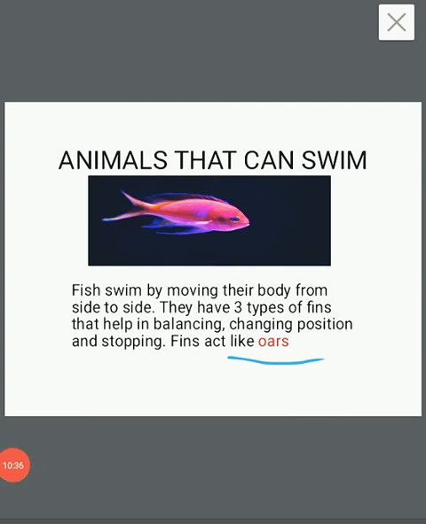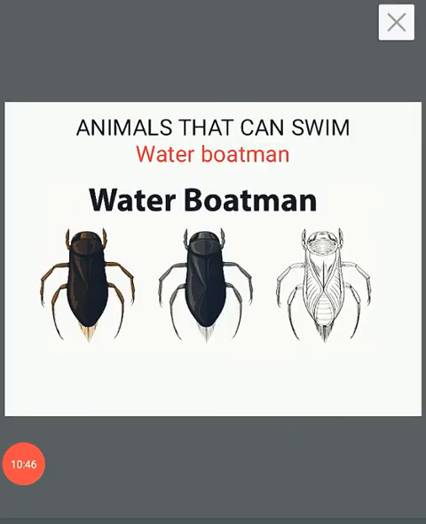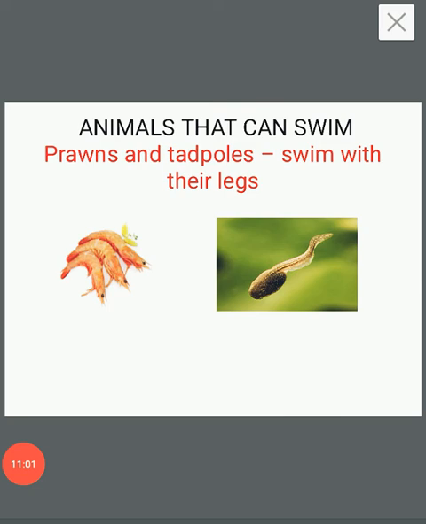Now, what is an oar? How can you understand the meaning of this? An oar is like a stick which boatsmen usually use to push the water to move forward. There are also certain insects like water boatmen that use their legs as oars to swim. These are the legs of a water boatman. They use their legs to swim.